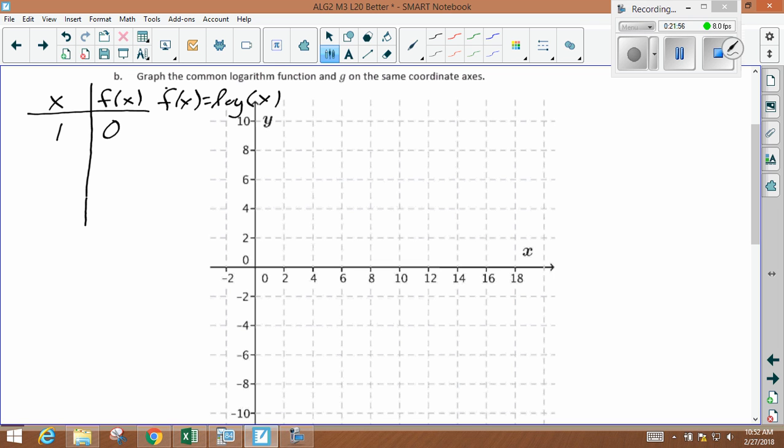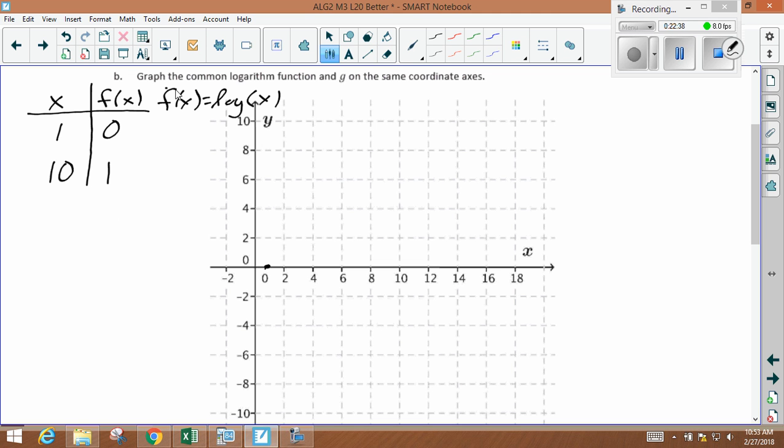And then what's my next value that I can plug in and get a whole number? 100 is 2, right? If I plug in x is 100, I get 2. But that's not on my graph. What about the next one, 10? If I plug 10 in here, what is log base 10 of 10? 10 to what power is 10? 1.